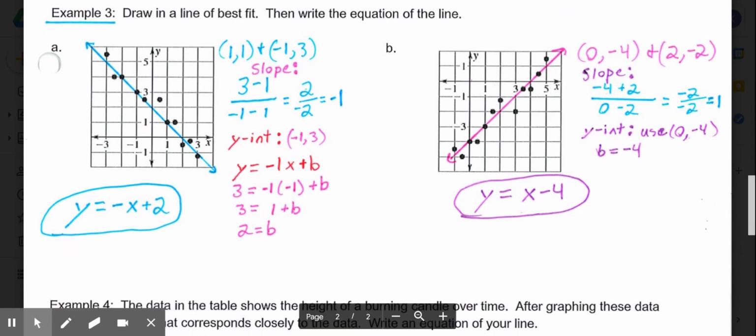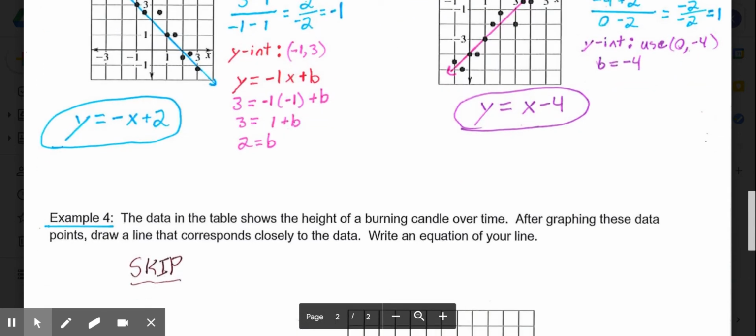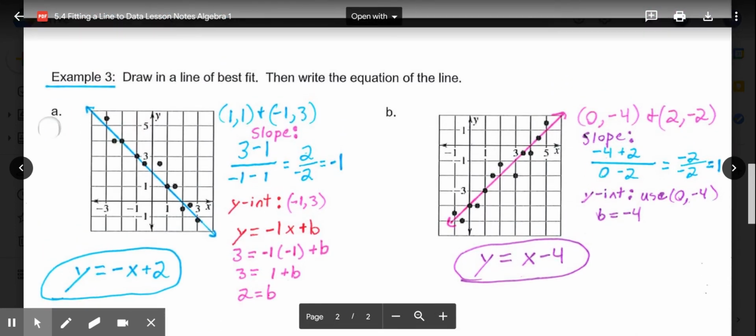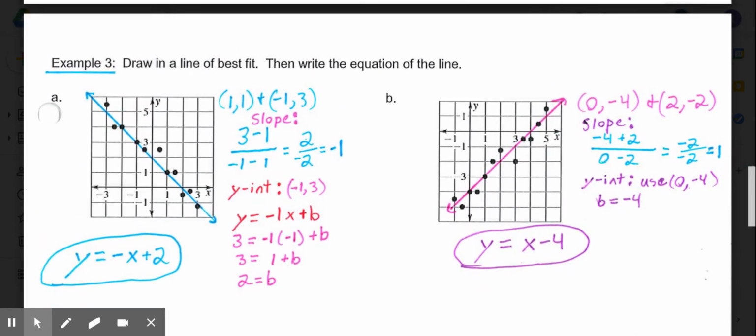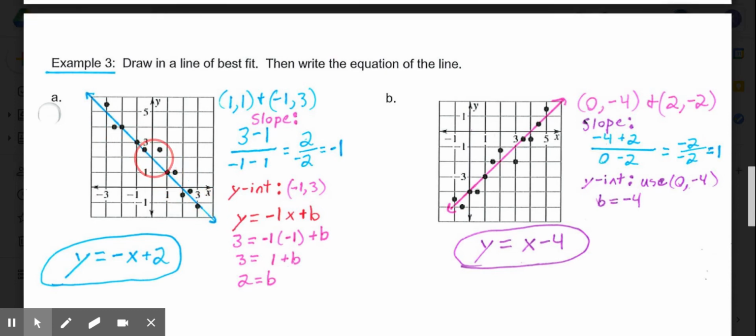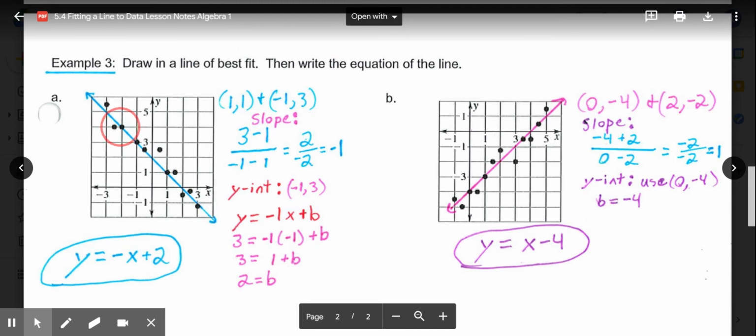And then we get down to example 3, kind of our last examples for today, because example 4 we're going to skip. It's the exact same thing as example 1, just different numbers. So in example 3, it asks us to draw the line of best fit, then write the equation of the line. So they gave us all the data points. You can see the line of best fit that I drew in. It actually hits 1, 2, 3, 4 data points from the scatter plot. So I'd say it's a pretty good line of best fit if it's hitting 4 of the data points.